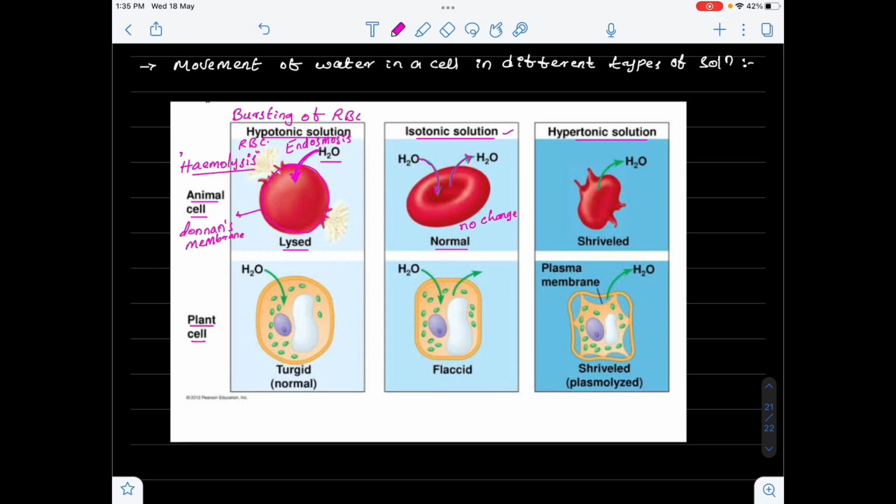Now let us see, when we place RBC in hypertonic solution, we know that in hypertonic solution, the external solution has more solute and less solvent than the cell. That means inside the cell the amount of water is more than the external solution. So in such case, the osmotic exit of water takes place. So we call this process as exosmosis.